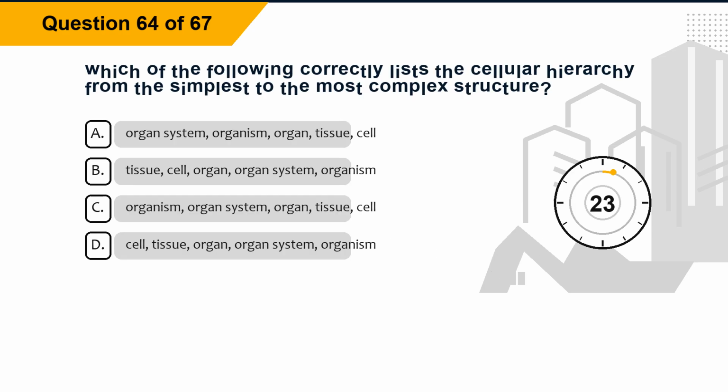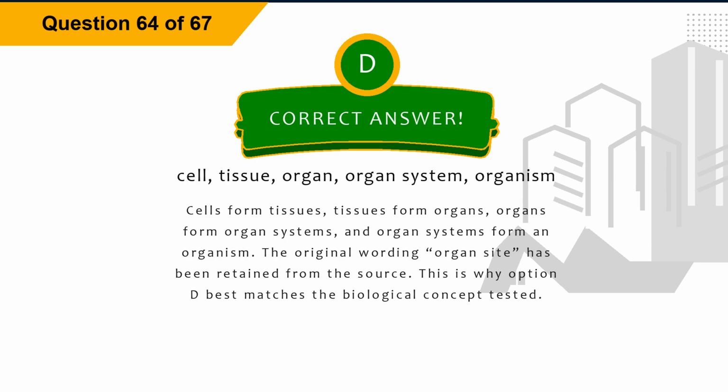Question 64. Which of the following correctly lists the cellular hierarchy from the simplest to the most complex structure? Option A, organ system, organism, organ, tissue, cell. Option B, tissue, cell, organ system, organism. Option C, organism, organ system, organ, tissue, cell. Option D, cell, tissue, organ system, organism. The correct answer is option D, cell, tissue, organ system, organism. Explanation. Cells form tissues, tissues form organs, organs form organ systems, and organ systems form an organism. The original wording "organ site" has been retained from the source. This is why option D best matches the biological concept tested.